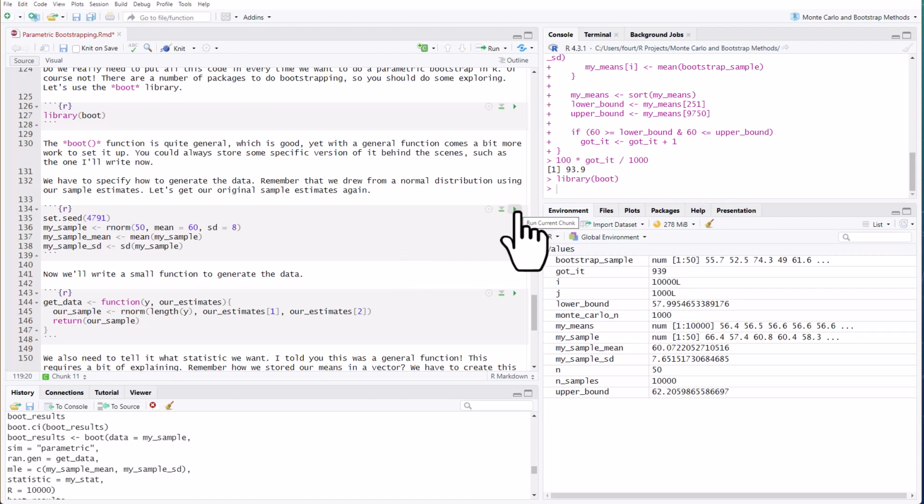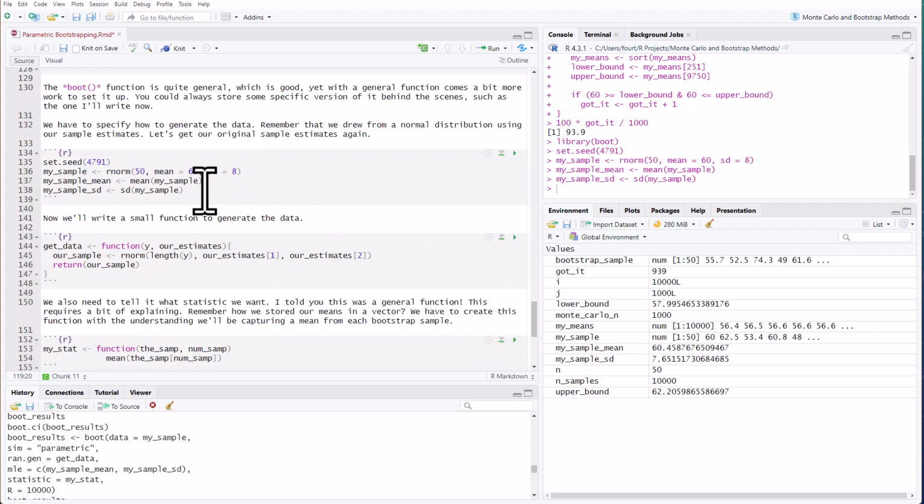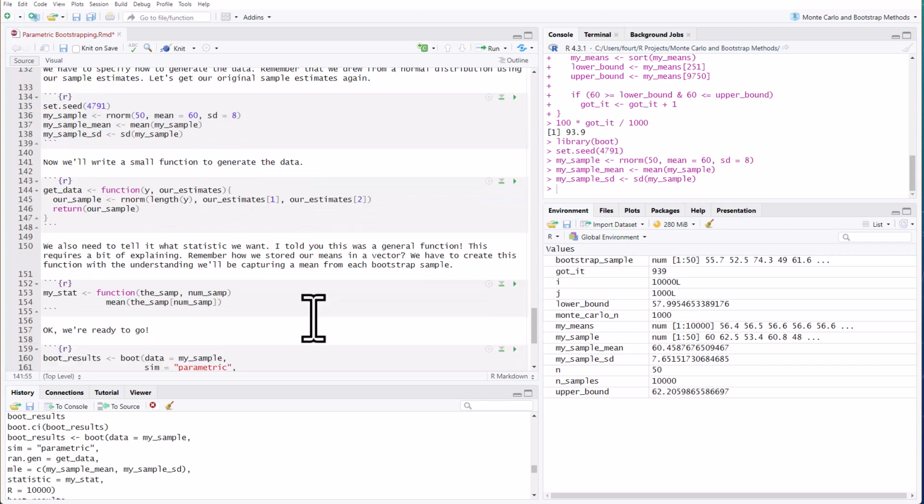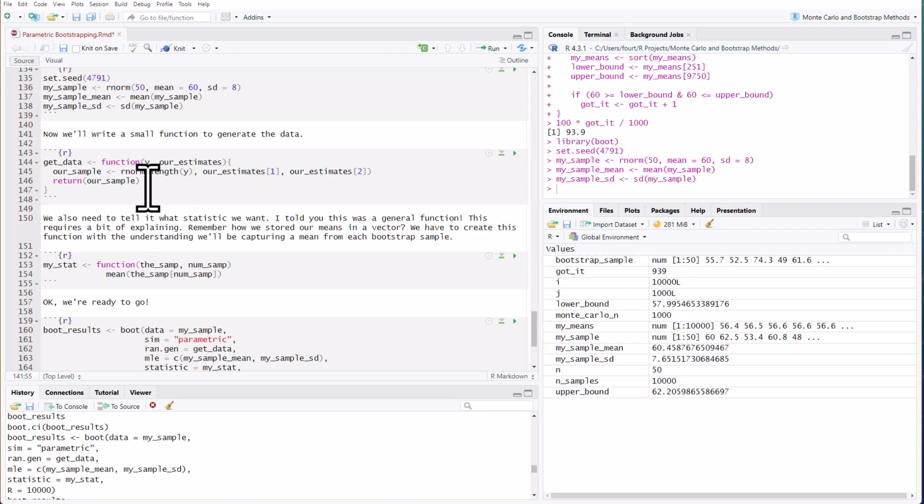Let's go ahead and get our original sample estimates again so that we're using the same sample we did when we started this all. I'm going to write a small function to generate the data, and here it is. So what's happening in this function is that I'm going to hand it a sample. I'm going to get estimates from that sample, and then those estimates are going to be used. In this case, there are two of them, mean and standard deviation. Those estimates are going to be used along with the sample size, that's the length of my sample, in order to generate a new sample from a normal distribution.